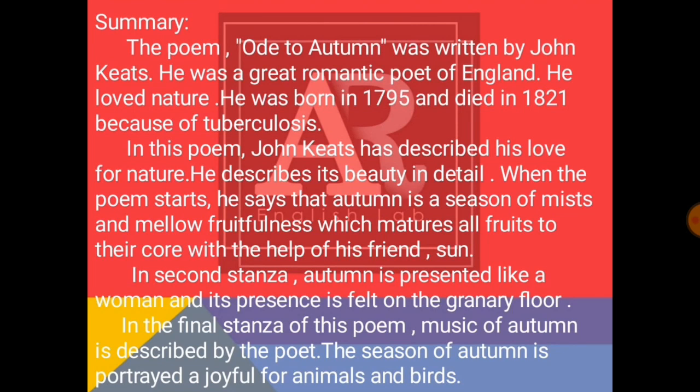When the poem starts, he says that autumn is a season of mists and mellow fruitfulness which matures all fruits to their core with the help of his friend sun. In the second stanza, autumn is presented like a woman and its presence is felt on the granary floor. In the final stanza of this poem, the music of autumn is described by the poet. The season of autumn is portrayed as joyful for animals and birds.